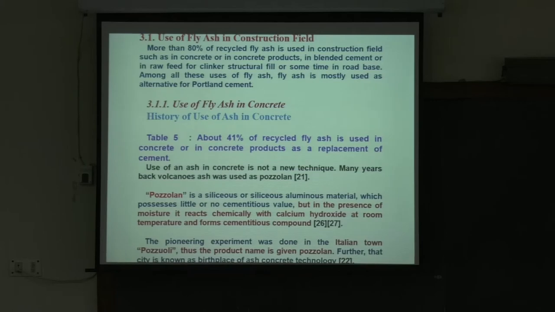Just coming to the last three, four slides: use of fly ash in the construction field. More than 80% of recycled fly ash is used in construction fields such as concrete or concrete products, in blended cement, and in raw feed for clinker, structural fill, or sometimes in road base.